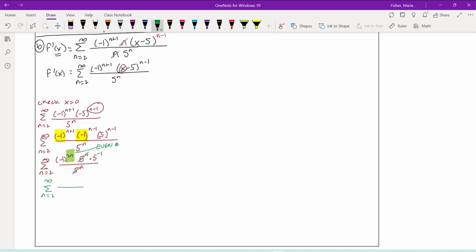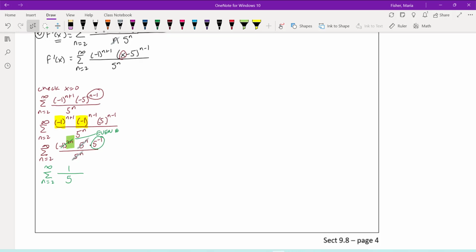This guy here, remember I said, is really just a 1 because a negative 1 to the 2n is just a 1. And since this has a negative exponent, if I move it to the denominator, I have the sum from n equal 2 to infinity of 1/5. So what happens here? Well, this is not a known series because it's not a p series, it's not geometric, and it's not telescoping. So let's try the nth term test.